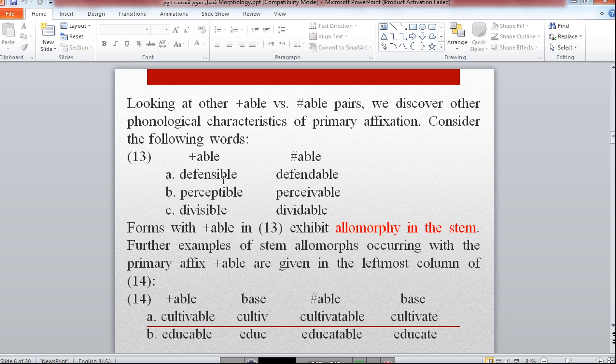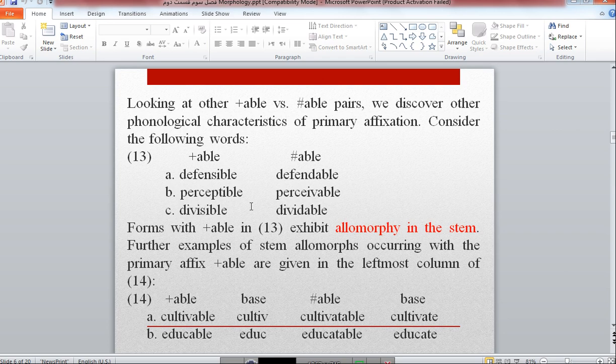Consider the following words. The first, with the primary affix able: defensible, defendable, perceptible, perceivable, divisible, dividable. You see here again there are other differences between these two kinds of affixes. Forms with this able exhibit allomorphy in the stem, defense. You see, they use a form that is recognizable from nouns, namely defense, perception, and division, instead of the citation form of the lexeme: defend, perceive, and divide.